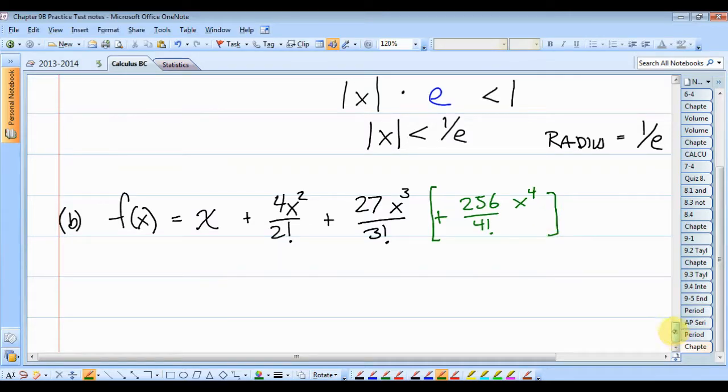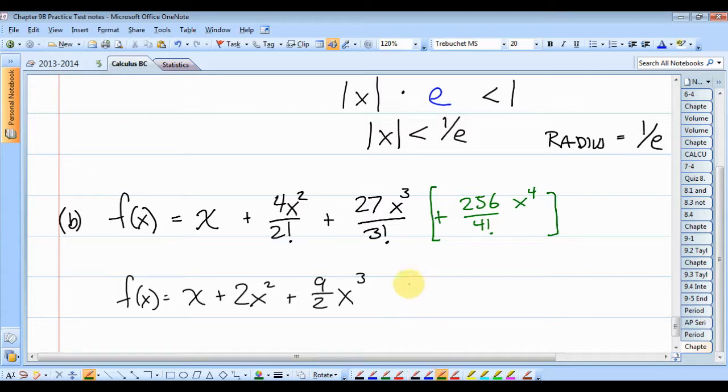Now that green term is not necessary. I'm writing it there because I know I'll need it for part C. Okay, let's simplify that now. f of x is equal to x plus 2x squared plus 9/2 x cubed plus 32 over 3 x to the 4th power.